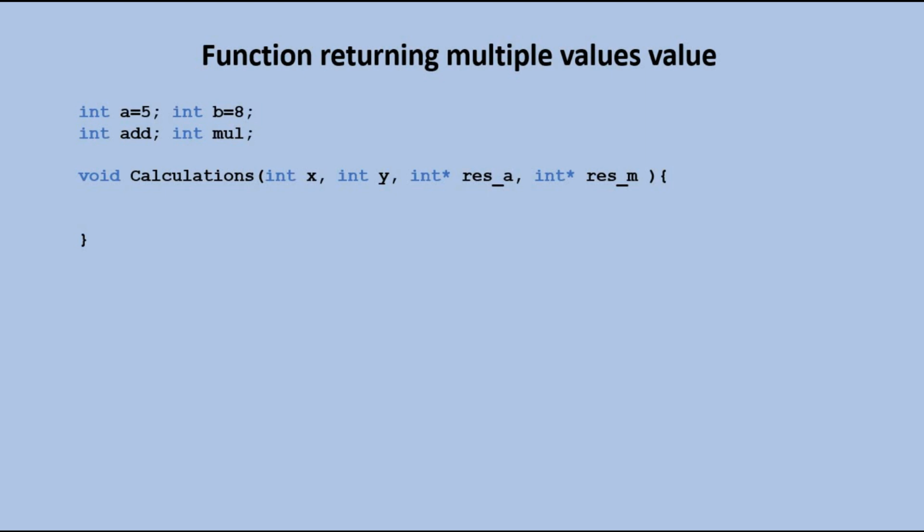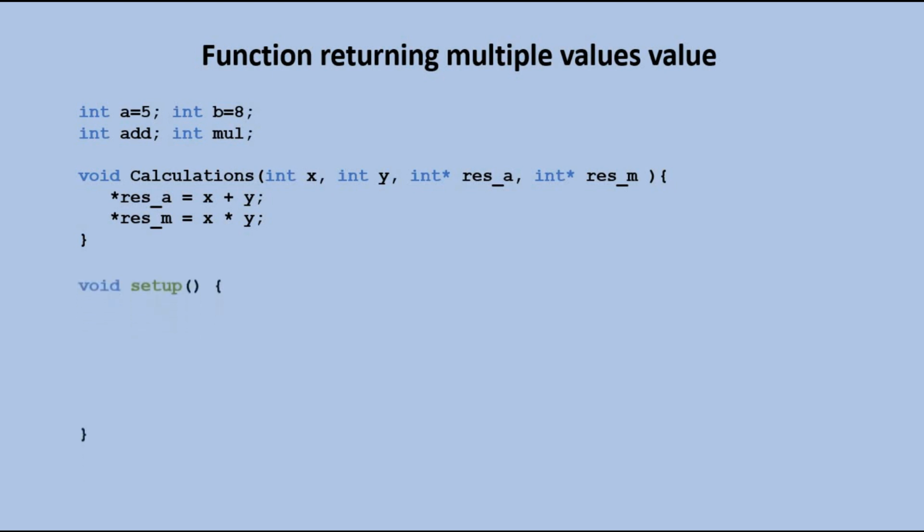the answers. By using asterisks with the pointer names, we can directly write the answers of the addition and multiplication into the right memory spots. After we run the function, the add and mul variables will be filled with those answers. This is how the function gives us 2 results.